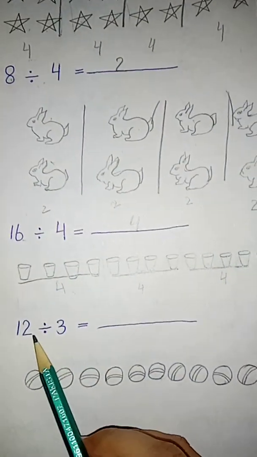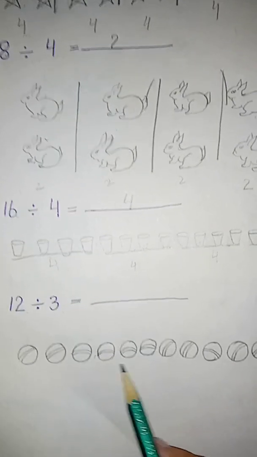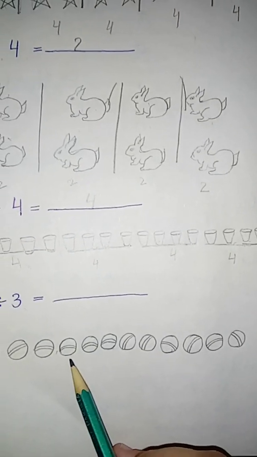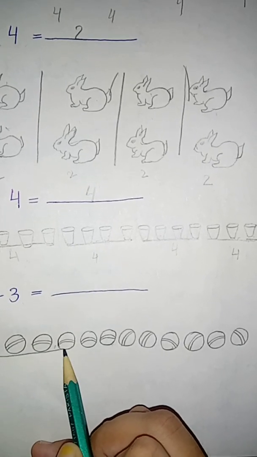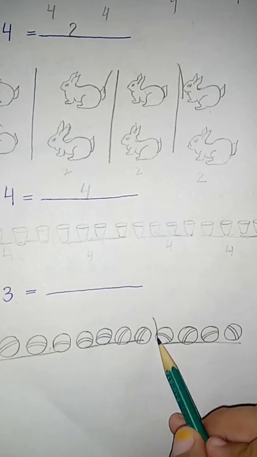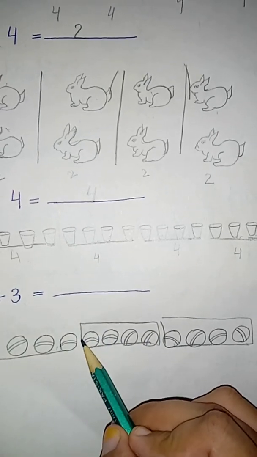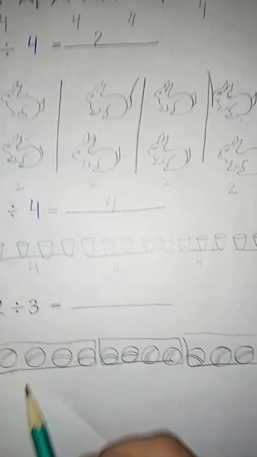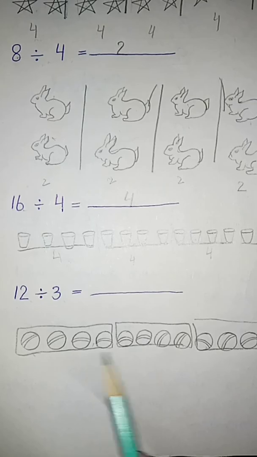Next we have 12 divided by 3. We have 12 balls and we divide them equally into 3 groups. To divide them into 3 groups, we will do grouping like that. One group, this is our second group and this is our third group. Now we will count how many balls we have in each group.